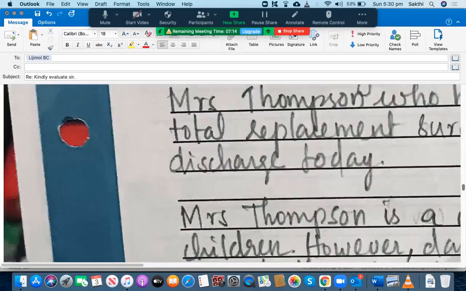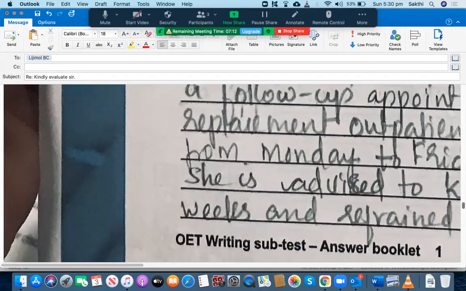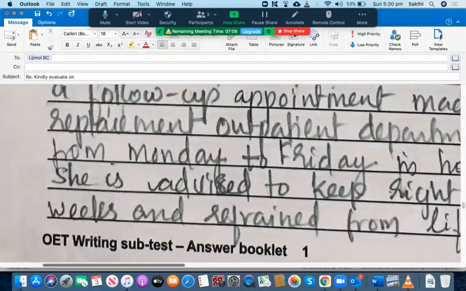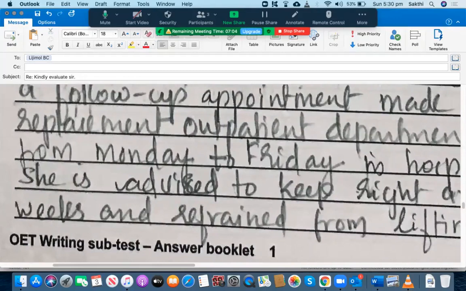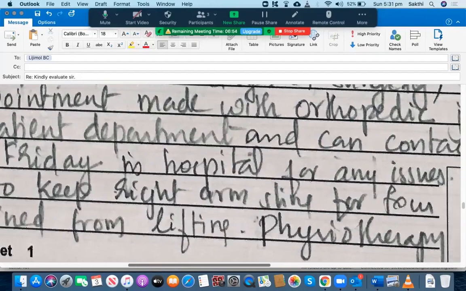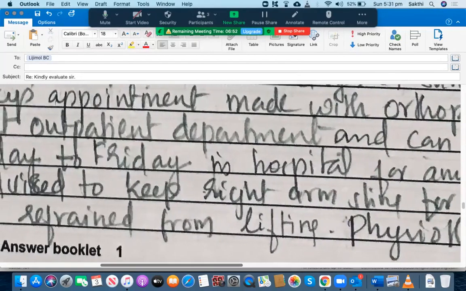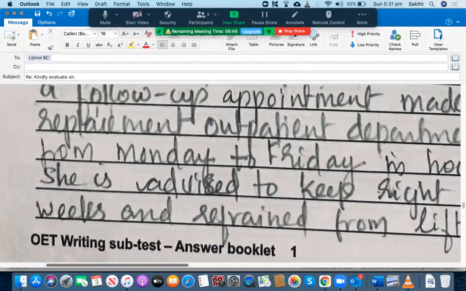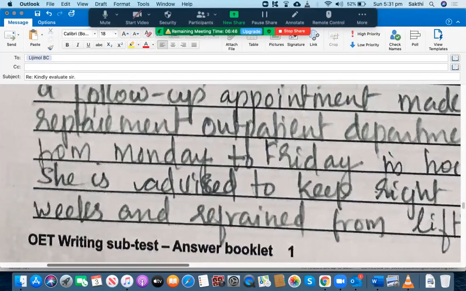I can join it with the previous sentence itself. Right? Yes, yes. This particular sentence is so long. I think you have written like four lines, okay? It's not that good. "She is advised to keep her right arm sling." So one more, please. How can I write both sentences in a short and concise form?